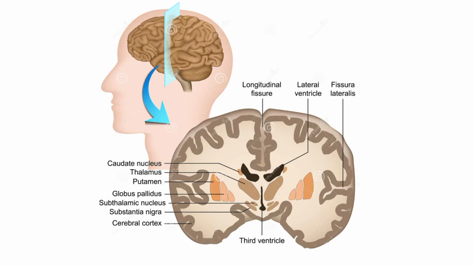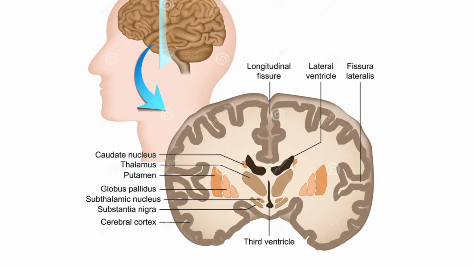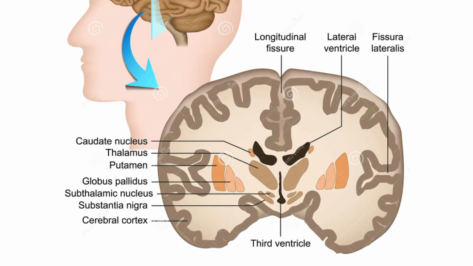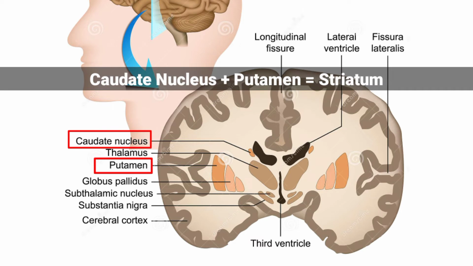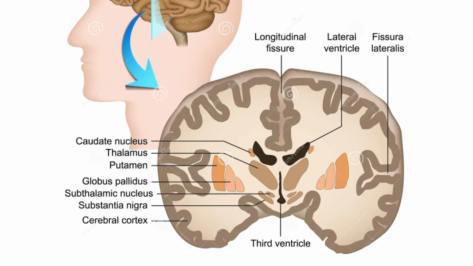So here I have taken the coronal section of the brain and we are looking at it from the anterior side. So we can see a bunch of different structures here. Let's start with the first one, the caudate nucleus. The second part is the putamen. Remember one important thing here, that the caudate nucleus and the putamen together are called the striatum of the basal ganglia. Remember this. Then the third structure here is globus pallidus.